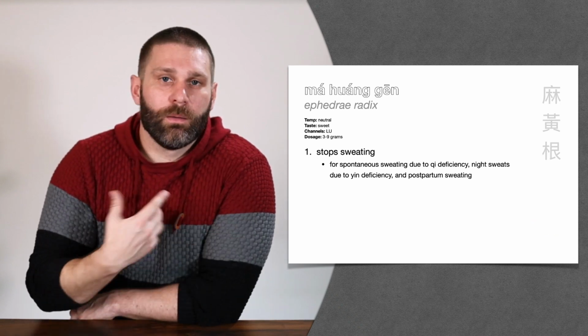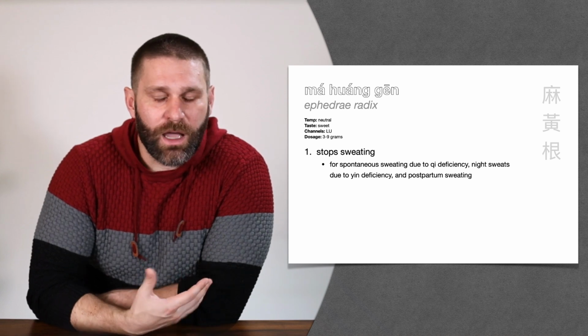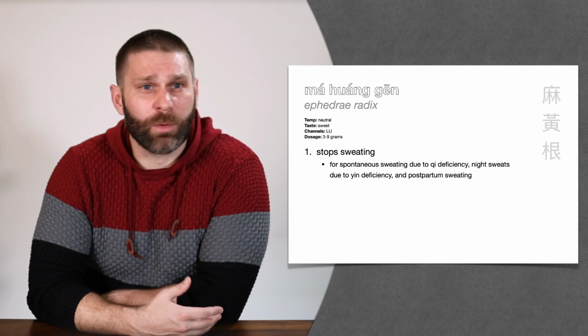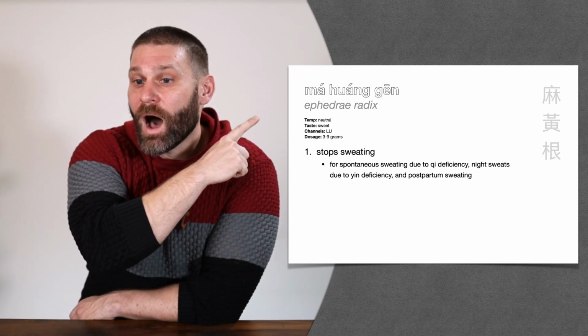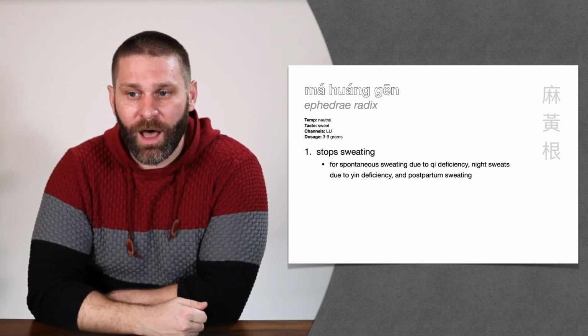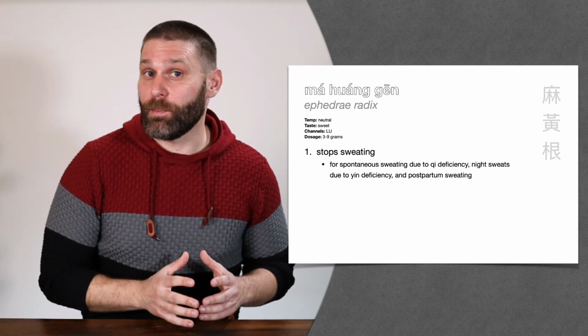And then another one, I think this is, when I was in school, this was not on the syllabus. I think this is not on the NCCAOM list, but it does come up in one or two formulas. And this is interesting, another one in this category we have is Ma Huang Gen, ephedra radix. So Ma Huang Gen, this is the root of the Ma Huang plant.